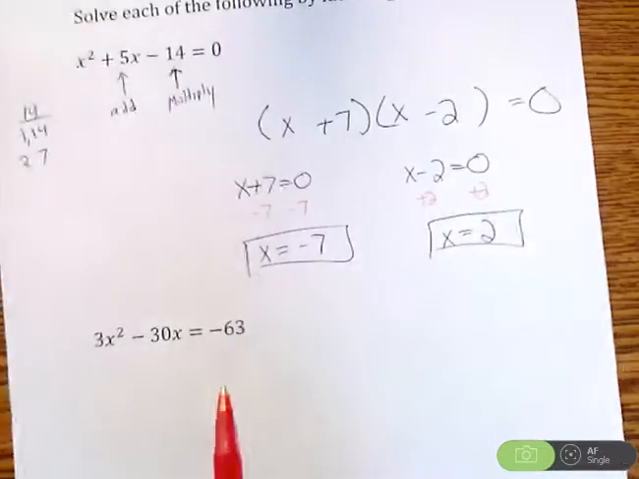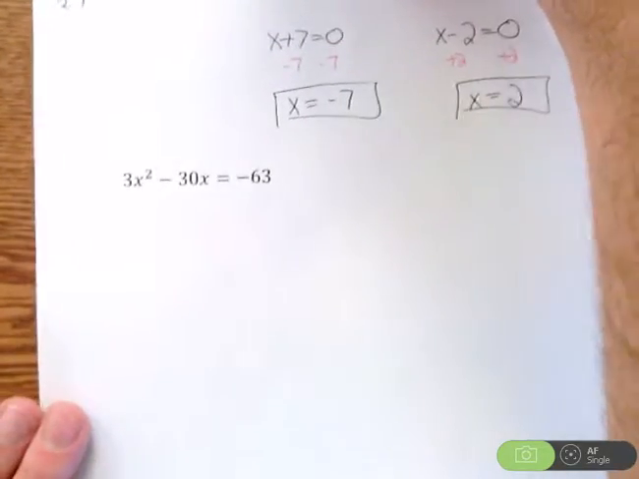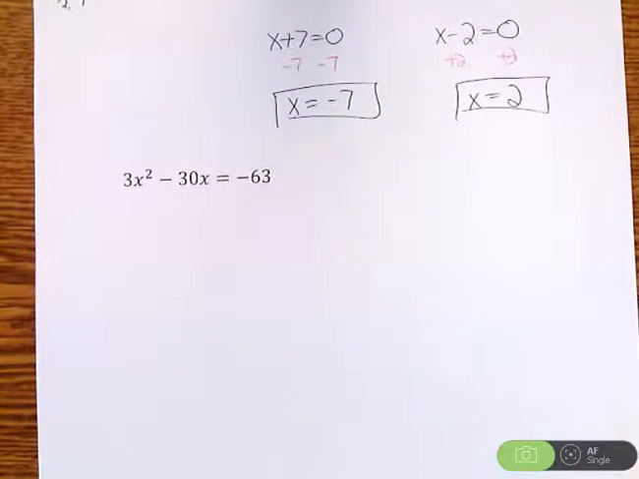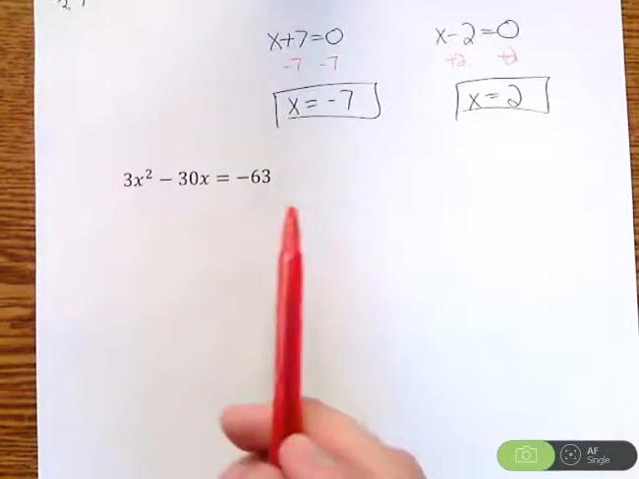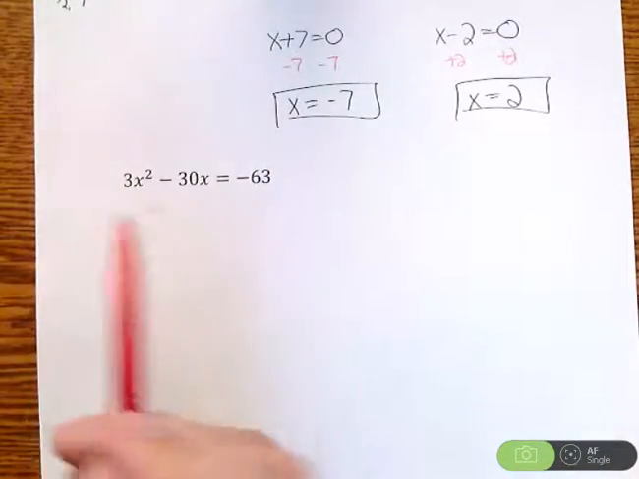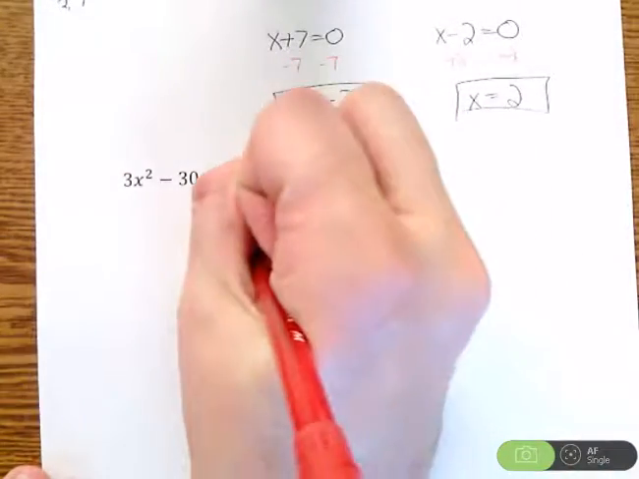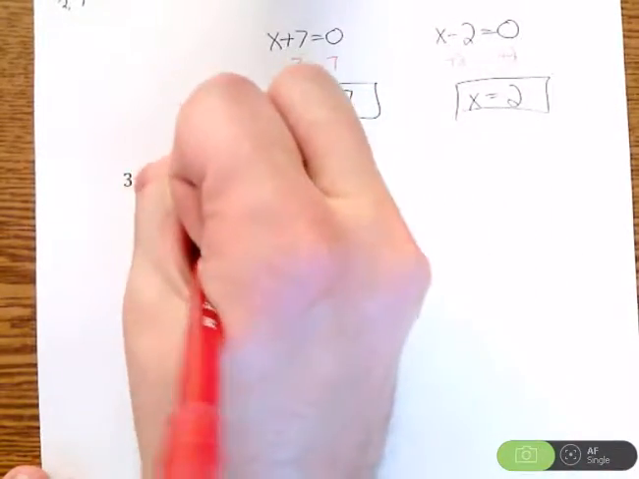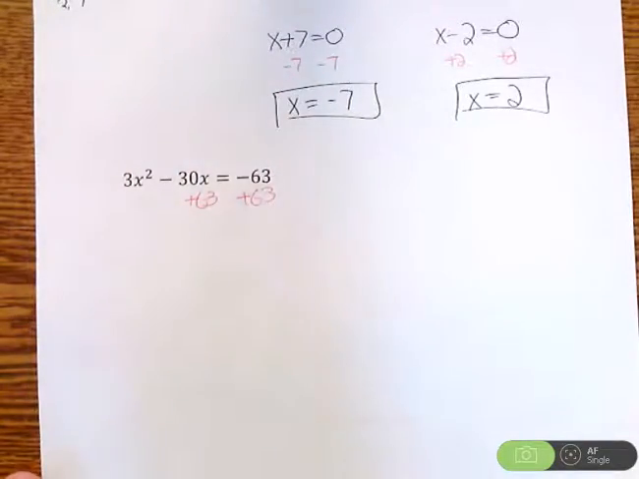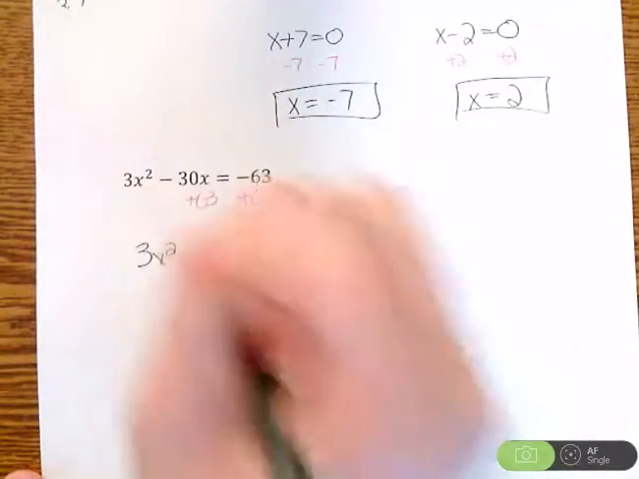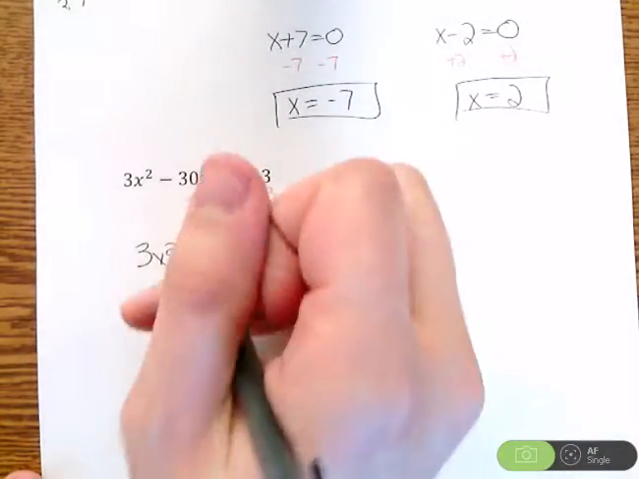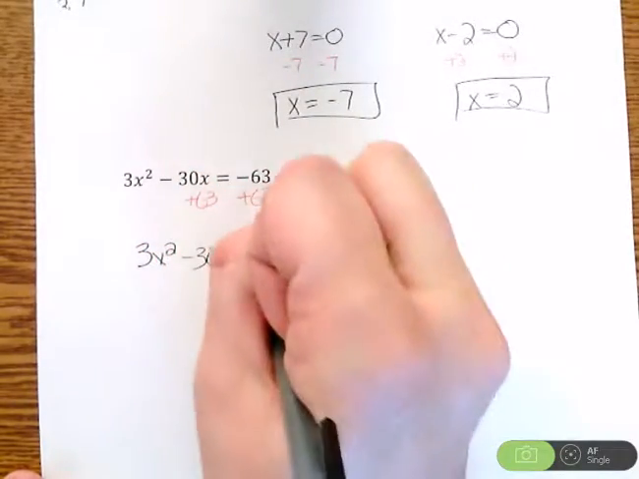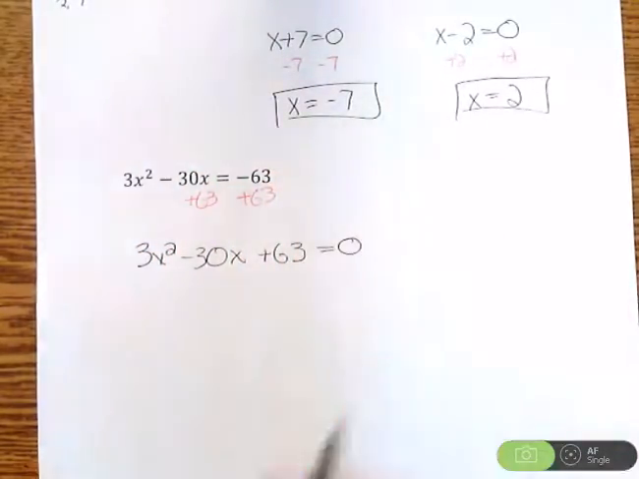So next, what I'm going to do is this next example, a little bit more complex. So I have 3x squared minus 30x equals negative 63. Now remember, we have to have the right side equal 0, or it doesn't even matter if it's right or left. We just want this thing equal to 0, so either a 0 on the left or a 0 on the right. So to get rid of a minus 63, I'm going to add 63 to both sides. And that's going to give me 3x squared. These are not like terms. This negative 30x has an x. This 63 does not have an x. They're not like terms, so minus 30x plus 63 is equal to 0.